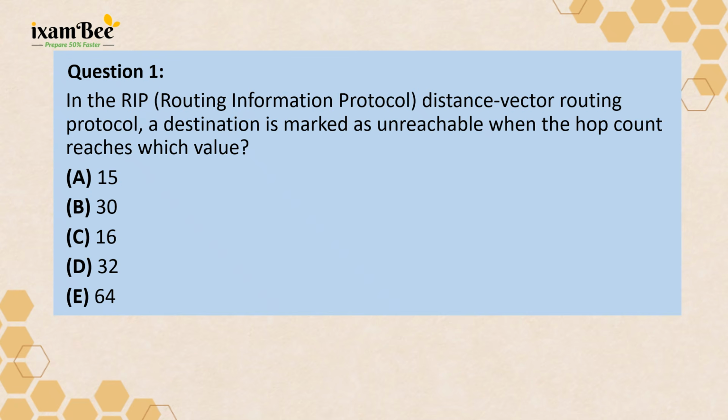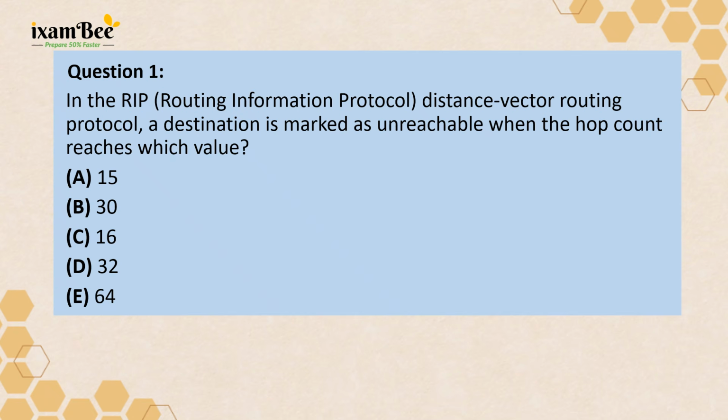This is the first question. In the RIP distance vector routing protocol, a destination is marked as unreachable when the hop count reaches which value? Now, RIP, the Routing Information Protocol, allows a maximum usable hop count of 15. That's the largest hop count that still represents a genuinely reachable destination.